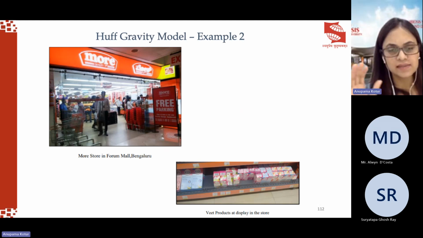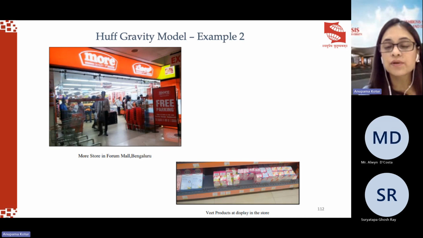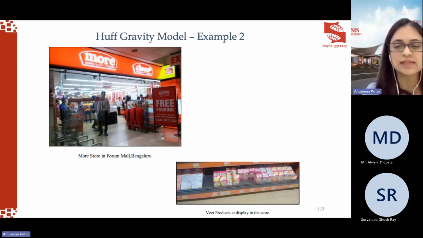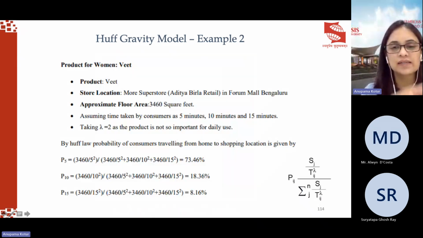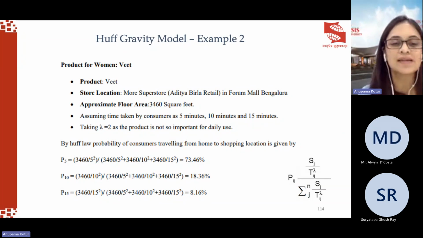Okay, so in this case, it's the same mall, same store, and now the store is looking at adding another category of products, and this is women's grooming products. So the women who are in the classroom might know that this is one of the very popular women's grooming brands, right? So in this case, not a product that's really used every day. So therefore, the lambda value is in this case going to be considered as 2. So it's useful, but not something that's essential for everyday life. So therefore, I have considered it as 2 over here.